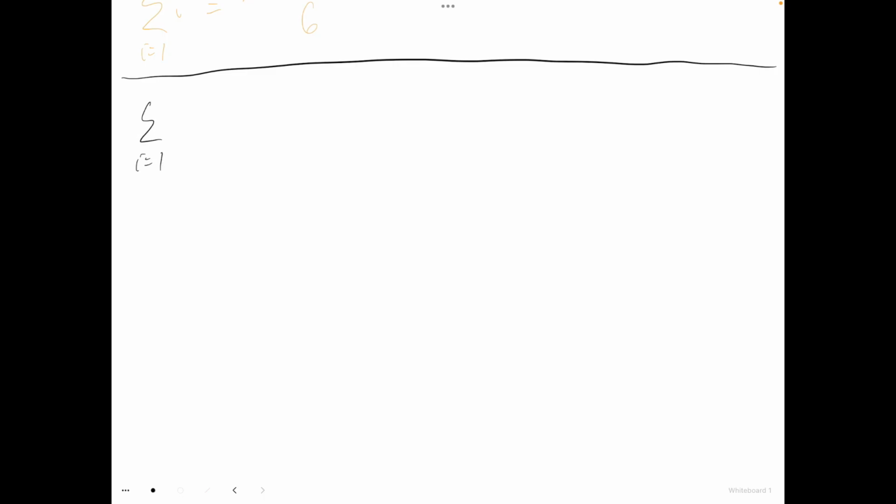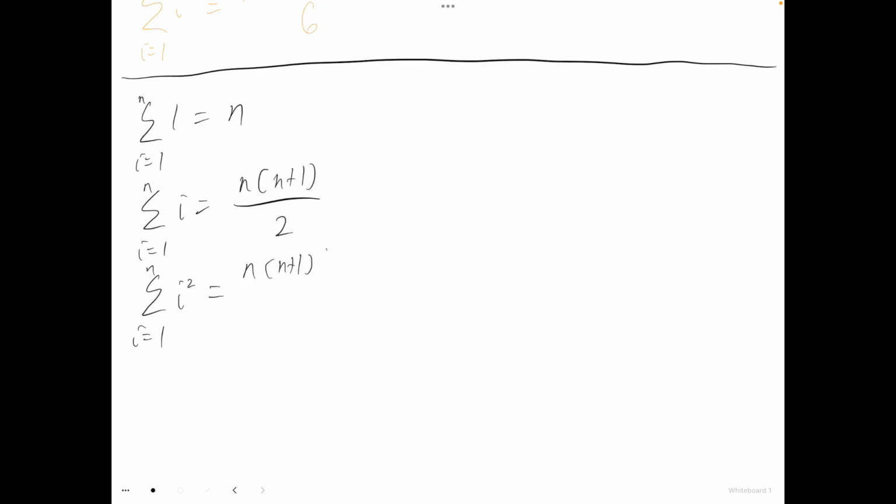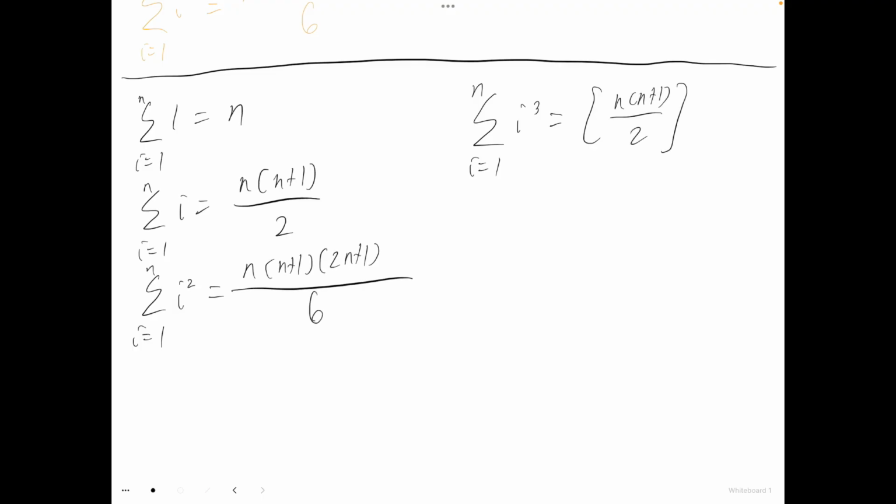The sum from i equals 1 to n of 1 is n. The sum from i equals 1 to n of i is n times (n plus 1) divided by 2. The sum from i equals 1 to n of i squared is n times (n plus 1) times (2n plus 1) divided by 6. And we haven't computed it, but I'm just going to write down the i cubed one. The sum from i equals 1 to n of i cubed is [n times (n plus 1) over 2] all squared. And you can compute this using a telescoping sum, just like what we did above.